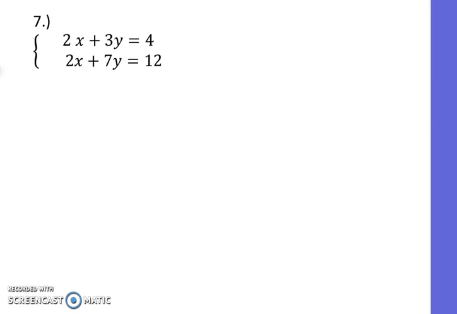Again, try number 7 on your own. This time, try multiplying your second equation by negative 1 instead of your first.